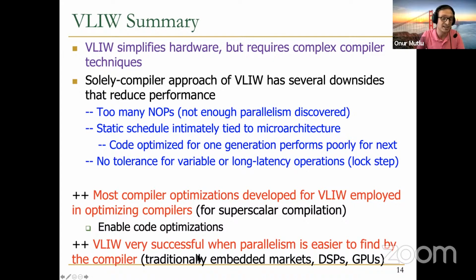And also VLIW has been very successful when parallelism is easier to find by the compiler. This has been true in traditionally embedded markets, DSPs, and in early forms of GPUs where your target was really graphics. Today's GPUs have evolved into more general purpose engines. Graphics is a domain where you have a lot of parallelism, right? You're processing an image, for example, or a video. It's highly parallel, clearly, and you can do VLIW on it relatively easily. But if you're doing general purpose computation on a GPU, now maybe VLIW doesn't make sense. As a result, some companies that used to use VLIW in their internal shader cores, for example, in their GPUs, had to move to some other techniques that are less VLIW, let's say. We'll talk about GPUs in the next lecture. Okay, so that's a big summary.